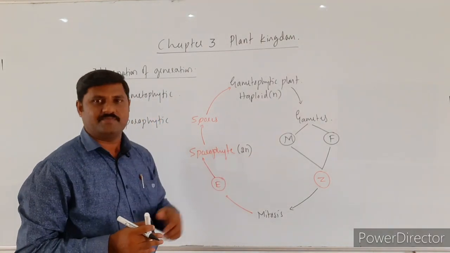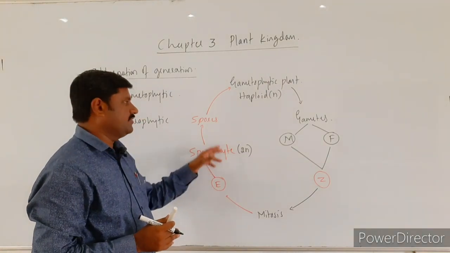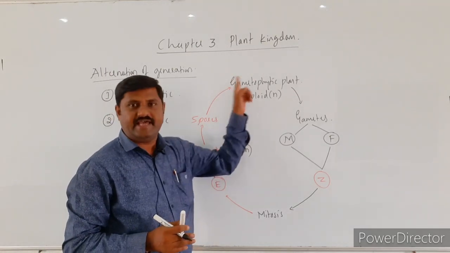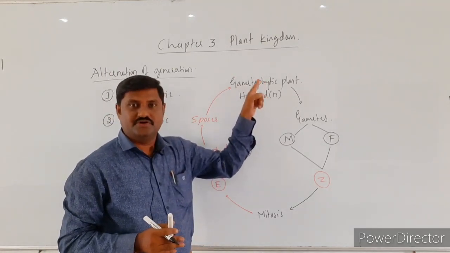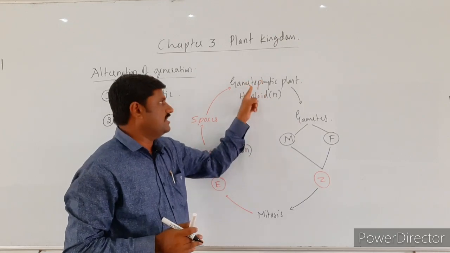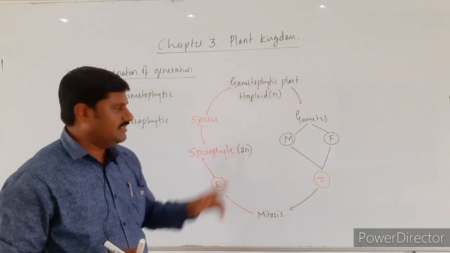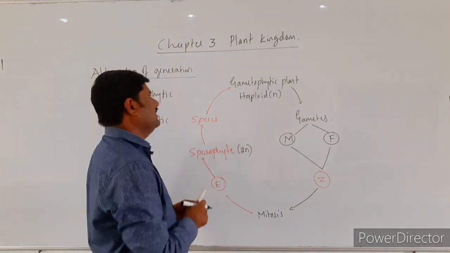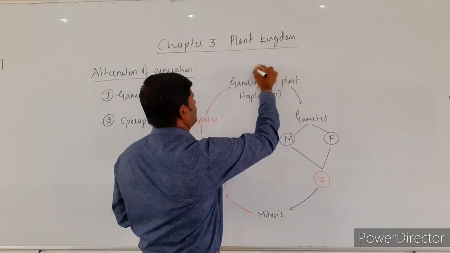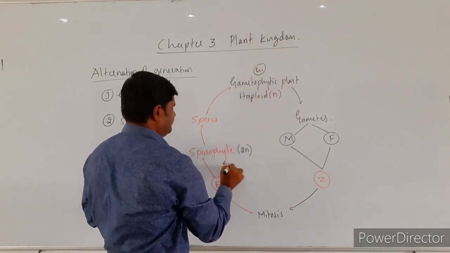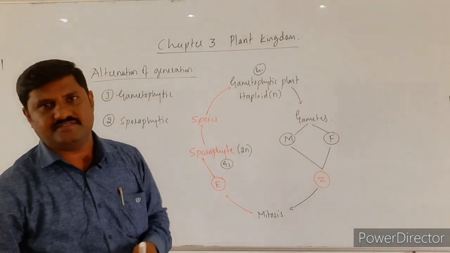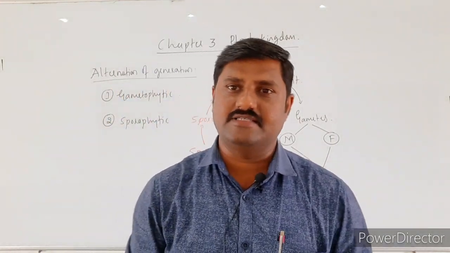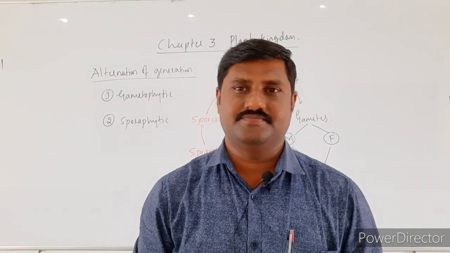The sporophytic plant is formed, and it produces spores, and the spores grow into a new individual plant, and that plant would be the gametophytic plant. This is how alternation of generation takes place here. So this is one generation, this is the second generation. There are two generations that we come across in these plants. This is called alternation of generation.